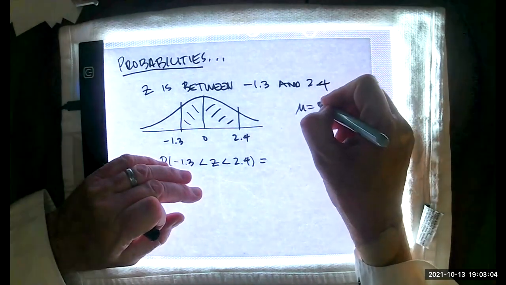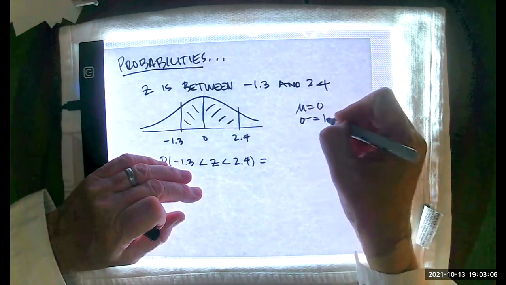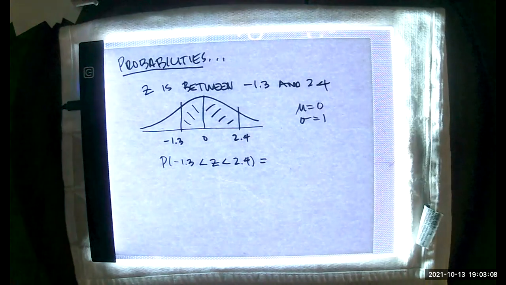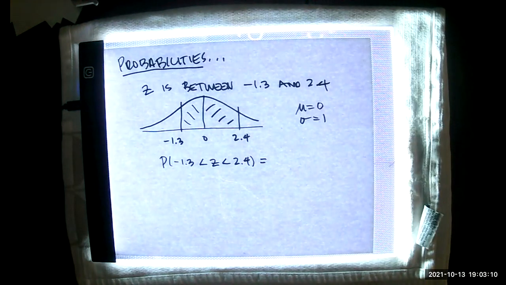I'll need to remember that since we're working with the z distribution, the mean is 0 and the standard deviation is 1. Now, let me go over to my calculator and we'll take a look at how that plays. I'll do it a couple of different times because if I've got my stat wizard turned on, I get a certain look. If I have it turned off, I get a slightly different look.